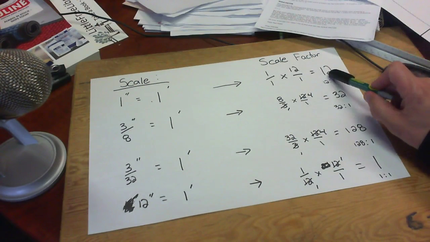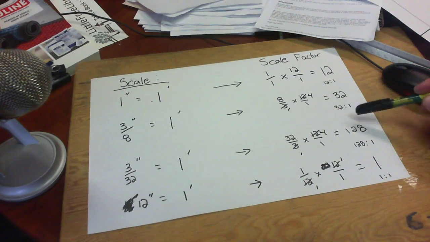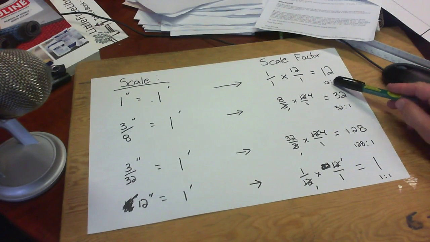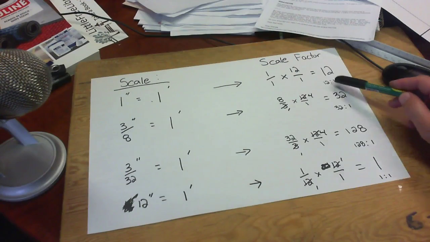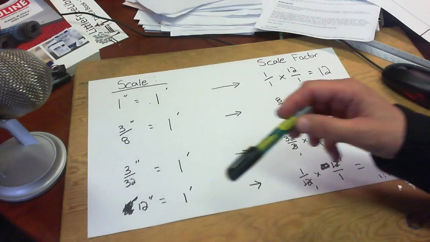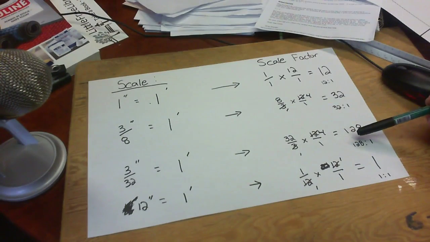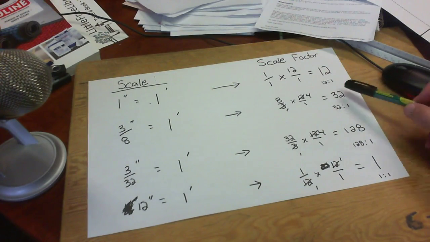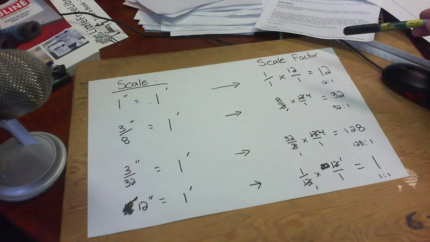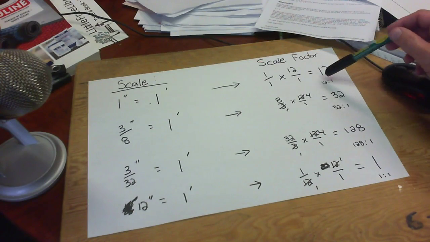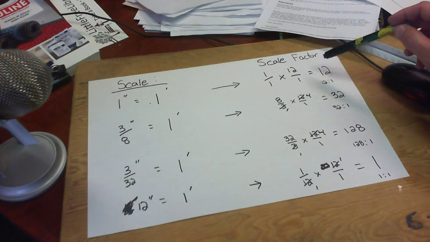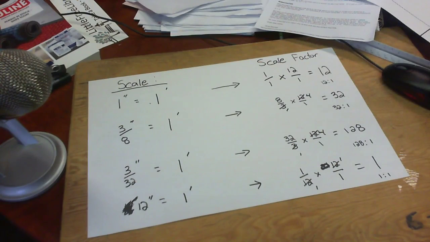Alright, so you'll see this reported as a ratio. Okay, so 12-to-1, that's the scale factor. That's not the scale that was used. And what this means is the object and the drawing, so the object would be 12 times larger than my drawing.